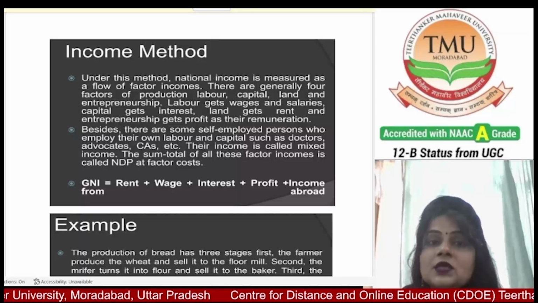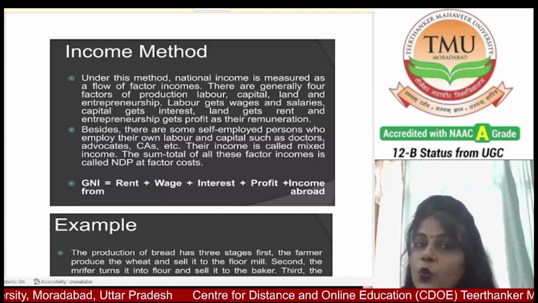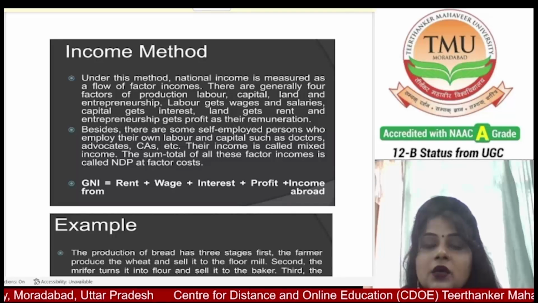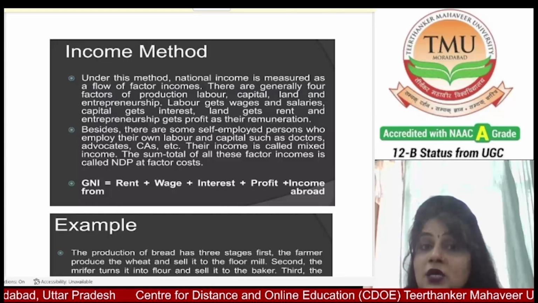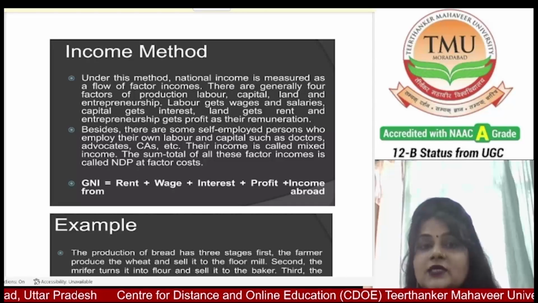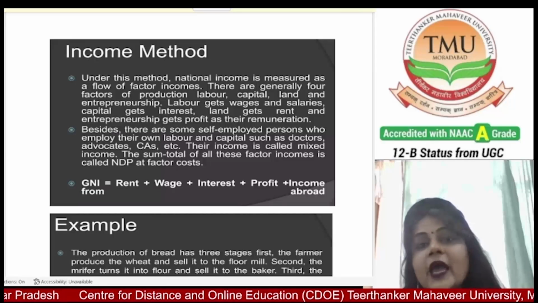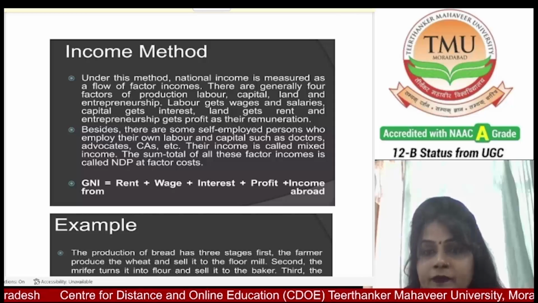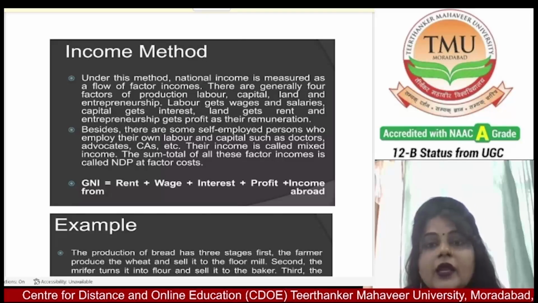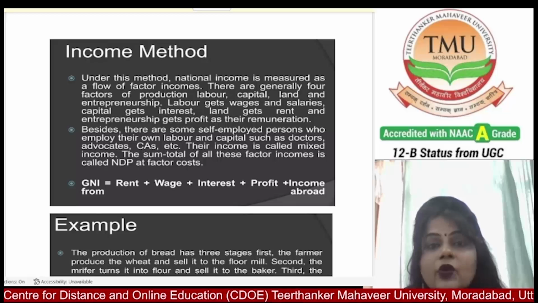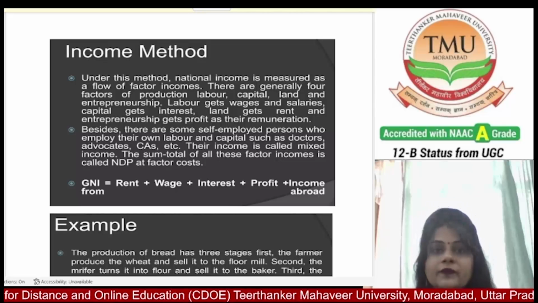COE, compensation of employees, consists of three elements. First of all, wages and salaries in cash. It consists of all monetary benefits like salaries, wages, bonus, commission, dearness allowance, etc. Second, wages and salaries in kind. It includes all non-monetary benefits like health and education facilities, rent-free accommodation, free car, etc. The imputed value of such benefits should be calculated in the national income.